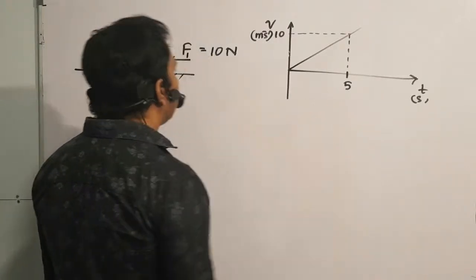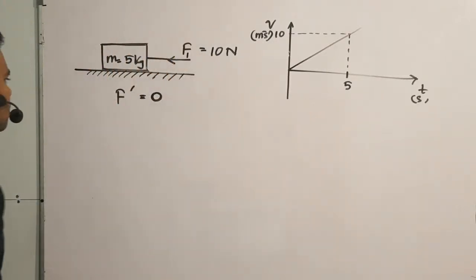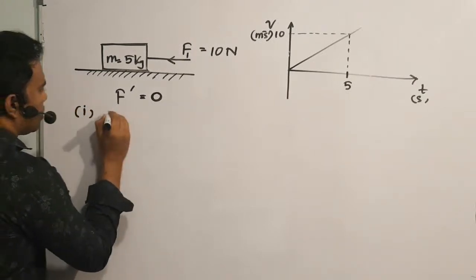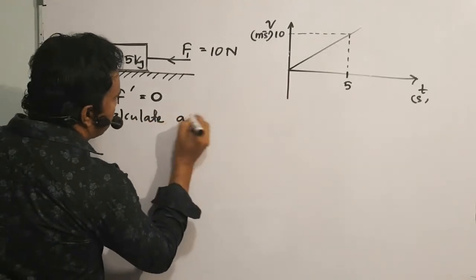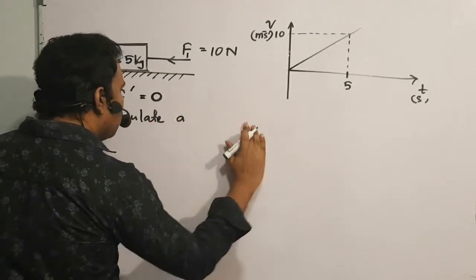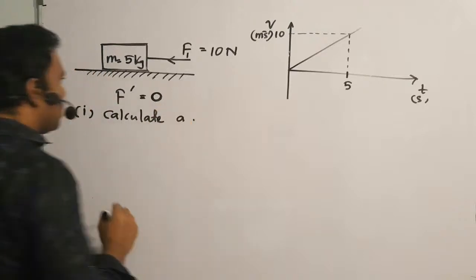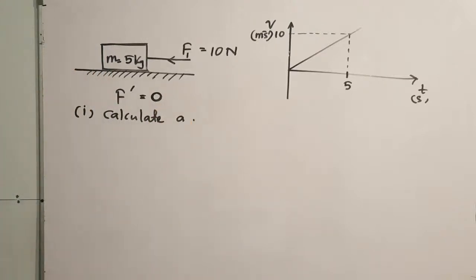Okay. Associated questions. First one. Calculate acceleration. Calculate A. මම එතනින් නවත්තනවා. Okay. So if you calculate A, what are the things you can find?